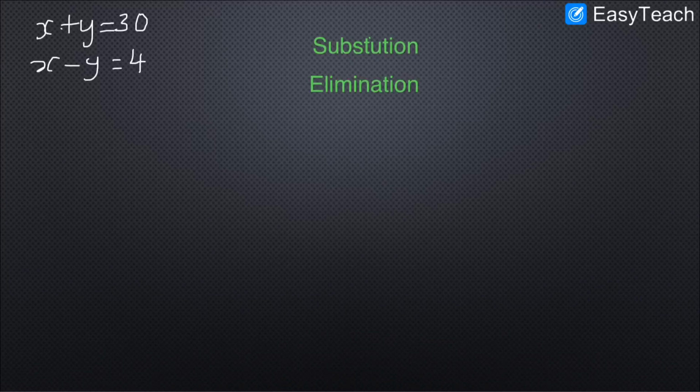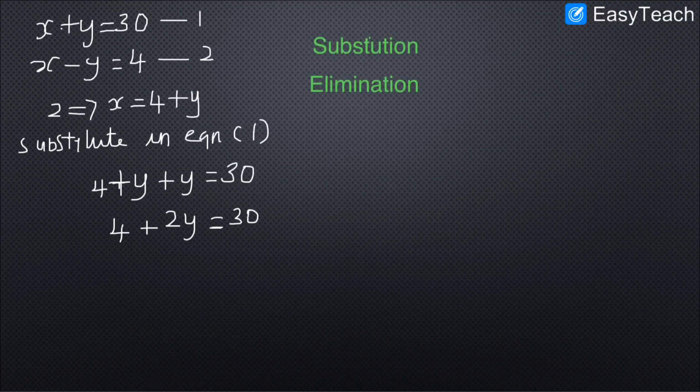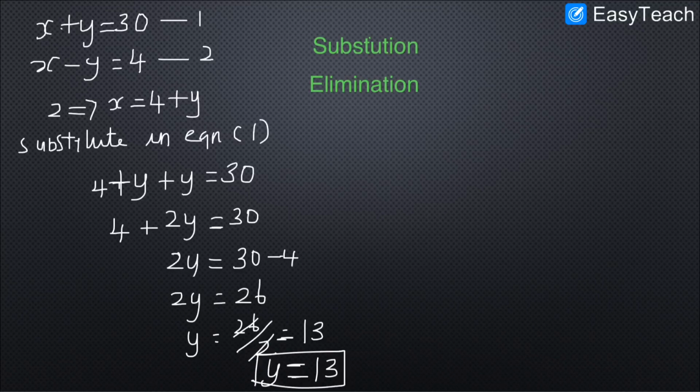I am going to use these two methods on the same problem. First I take the substitution method. I take any one equation. I take the second equation here. I derive the x value from this equation: x equals 4 plus y. Then I substitute it in equation 1. I substitute the value for x in the first equation. Then I get 4 plus 2y equals 30. So 2y equals 26, and I got 13 for y.